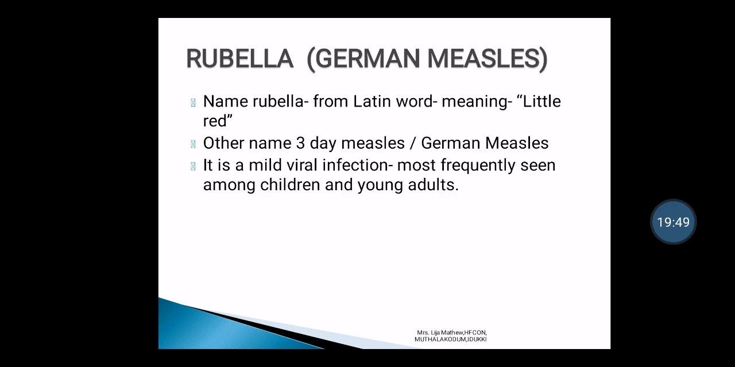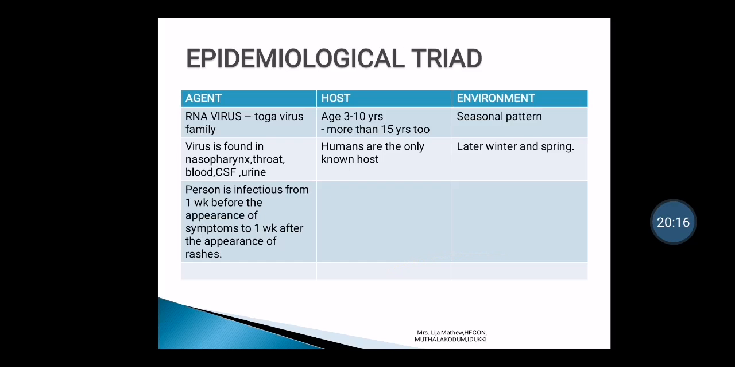The next one is rubella. So what is rubella? Rubella is otherwise known as German measles. Otherwise we can call it 3-day measles. The name rubella came from the Latin word which means little red. So there will be red rashes, as we have seen in measles, but it is a mild form of measles, we can say. So it is known as the 3-day measles or German measles. It is a very mild viral infection compared to measles, most frequently seen among children and young adults.